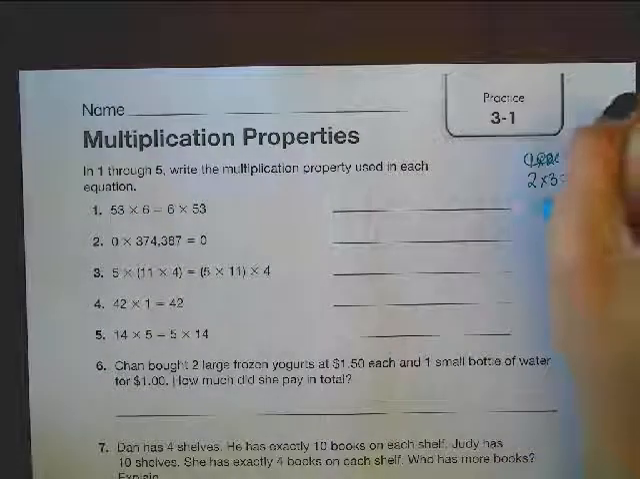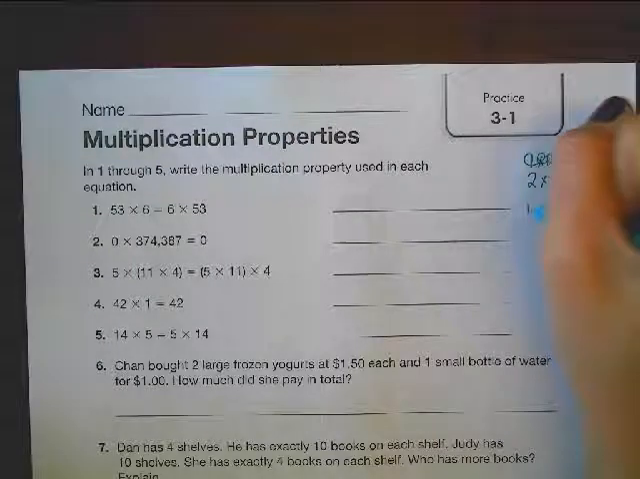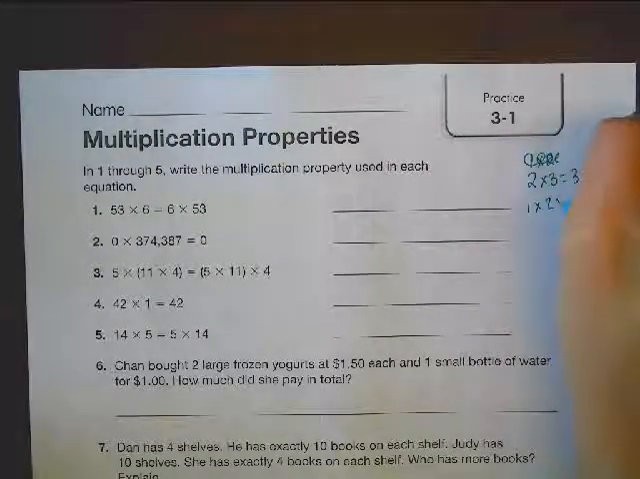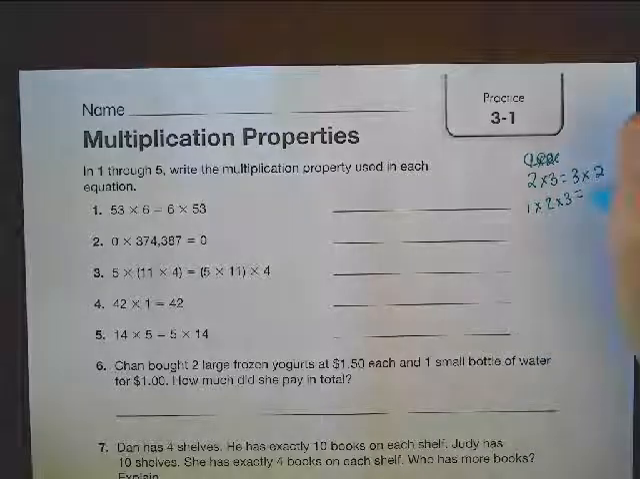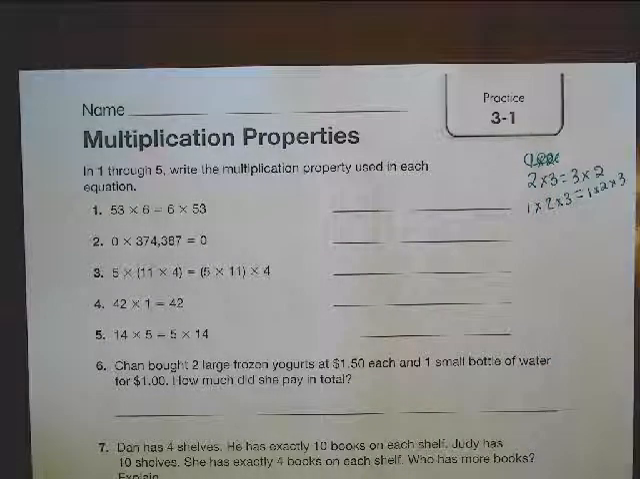Next, you have the associative property. That's where you use 3 numbers that are being multiplied by each other. The order does not change, but the grouping changes. And the grouping changes by moving the parentheses.